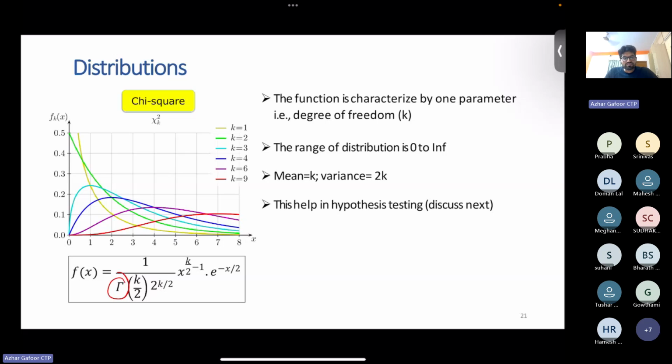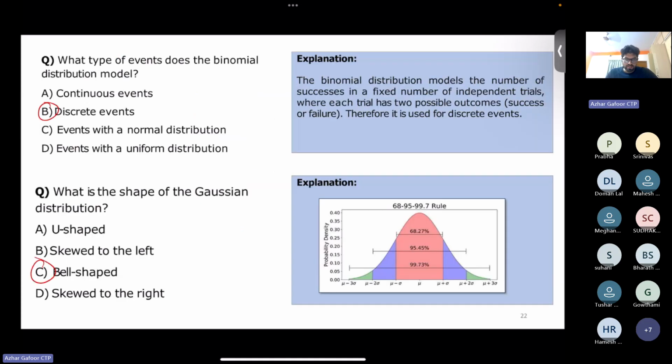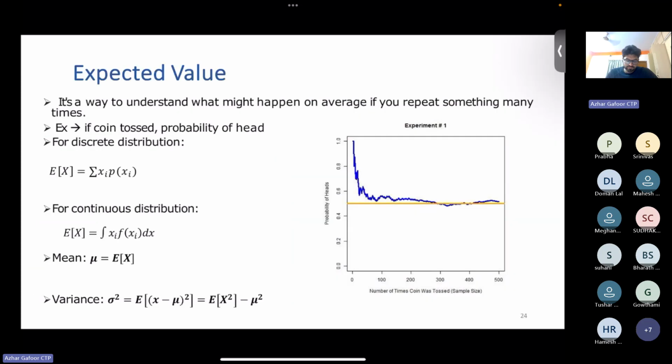Actually, this chi-square distribution is not much popular. It's popular, but in academics, we will be dealing mostly with problems concerning the binomial and normal distributions. It is mainly used for hypothesis testing. So we'll see hypothesis testing today. Before moving to hypothesis testing, we'll see some of the terminologies, that is, expected value.